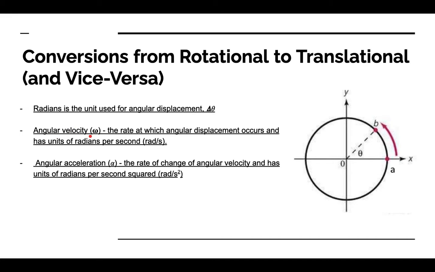Angular velocity, which is represented by the letter omega, the lowercase omega in this case looks like a little curly w, is the rate at which angular displacement occurs and has units of radians per second. And then lastly, angular acceleration, which we represent with the letter alpha, okay, which looks like a little fish here, is the rate of change of angular velocity and has units of radians per second squared. All right. So we can see that the rotational analogs are very similar to their translational analogs of displacement, velocity, and acceleration, except now instead of considering objects that are moving from one spot to another, we're considering objects that are rotating.